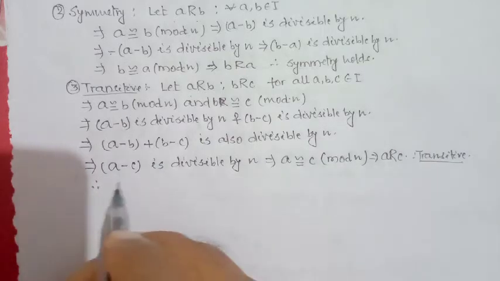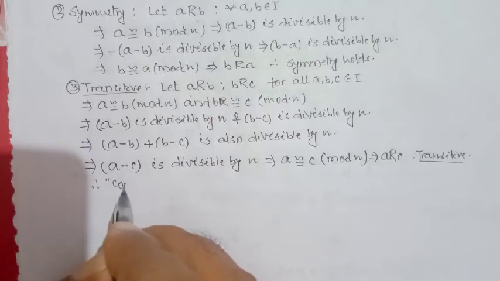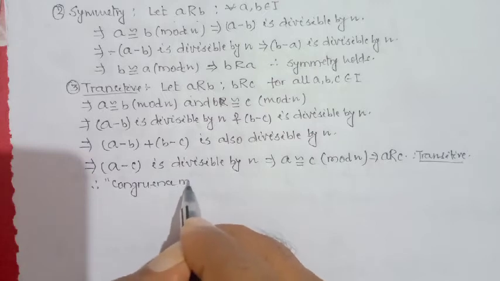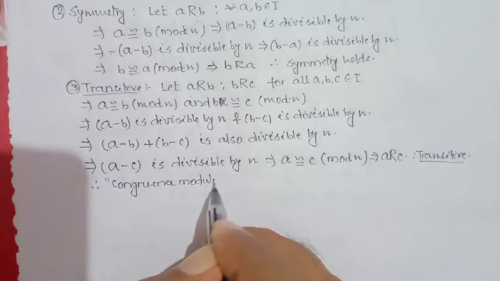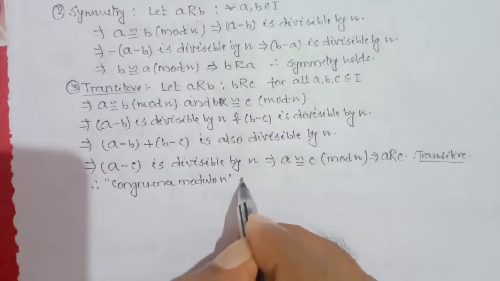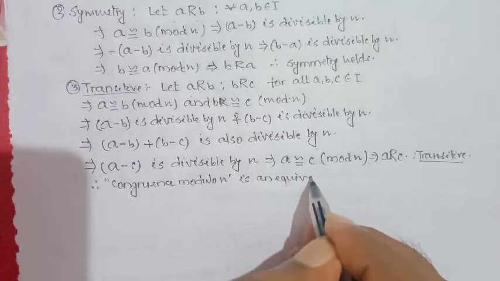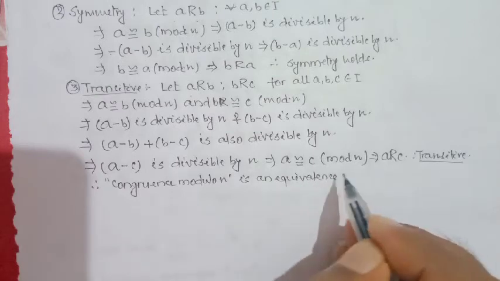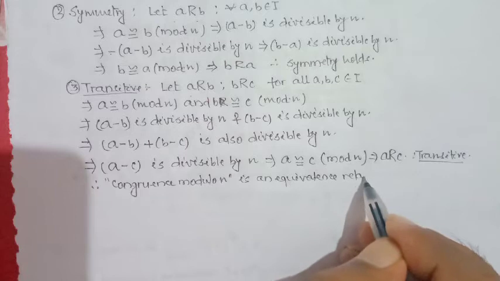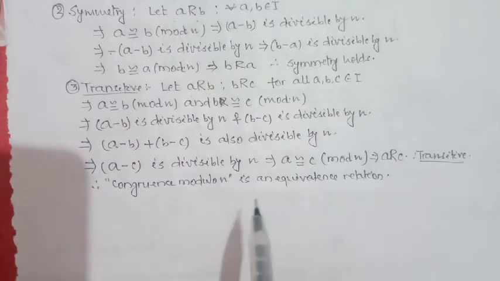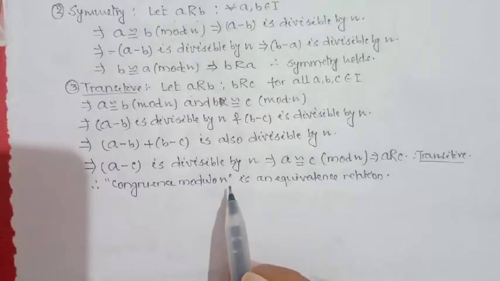Therefore congruence modulo n is an equivalence relation. This is the meaning of congruence modulo. I again repeat, children, instead of n it could be 2, 3 or any digit.